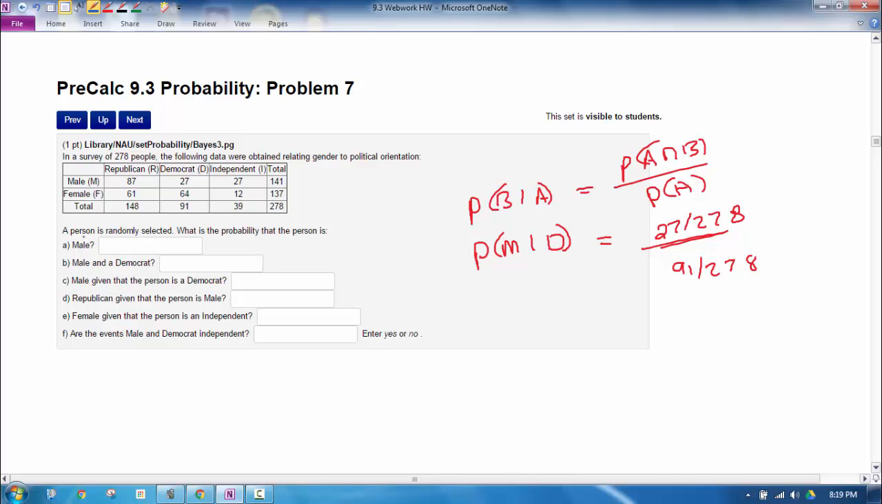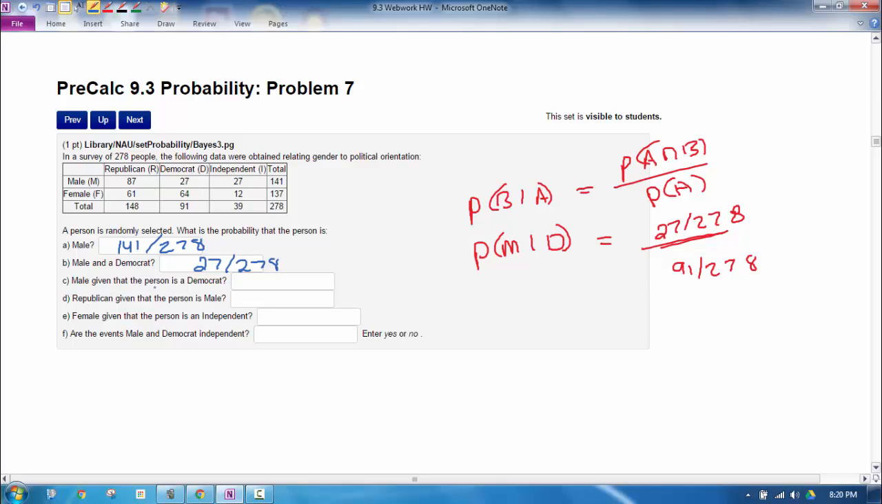Okay, the next problem says, it gives us this table here. It says a person is randomly selected. What's the probability the person is male? Well, male, we just find the total, 141 over 278. Next question wants us to find the male and a Democrat. Male and a Democrat, that's 27 out of the total 278.